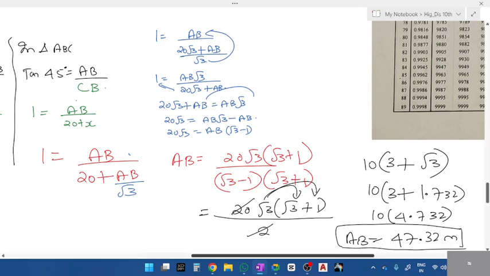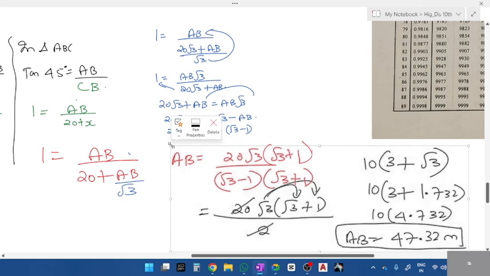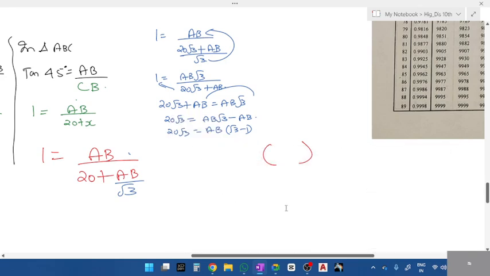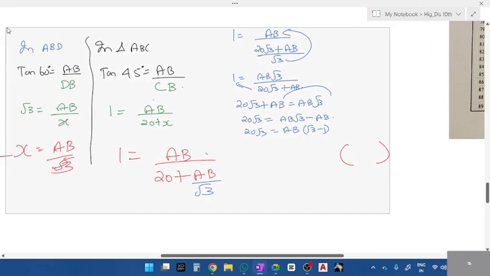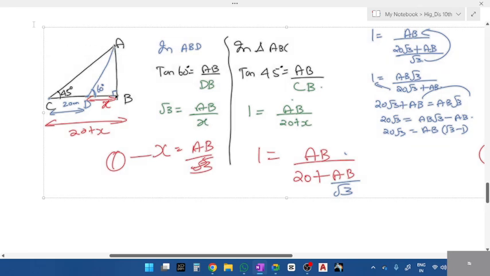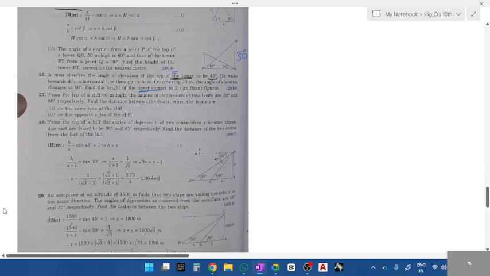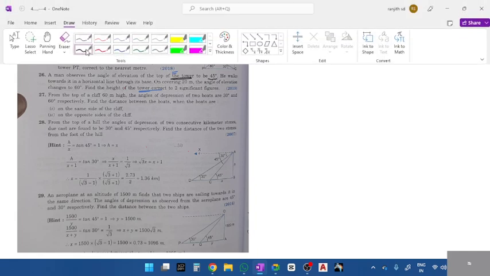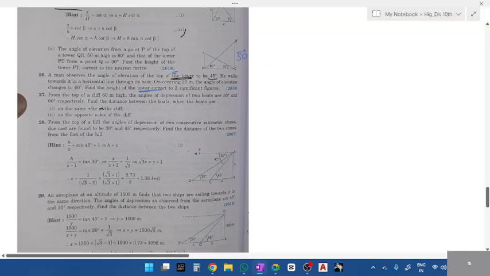Okay, next one. See, be quick. You have to solve the 5 questions. Okay, this 27th, I want you all to try, students. Draw a diagram. Try the 27th one. Fine. 27, 28. Will you all try 27, 28?